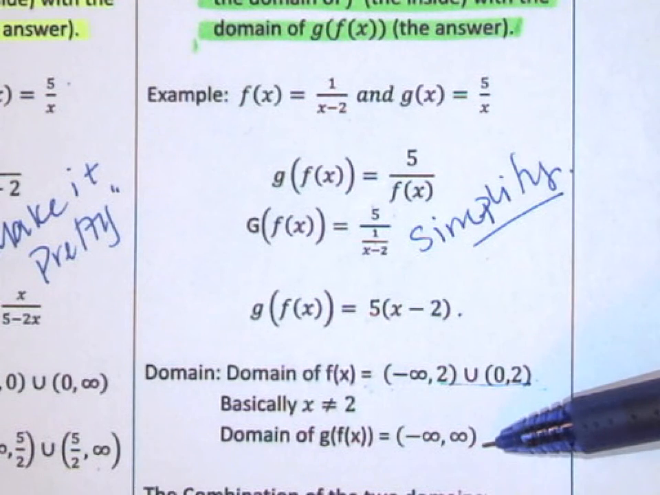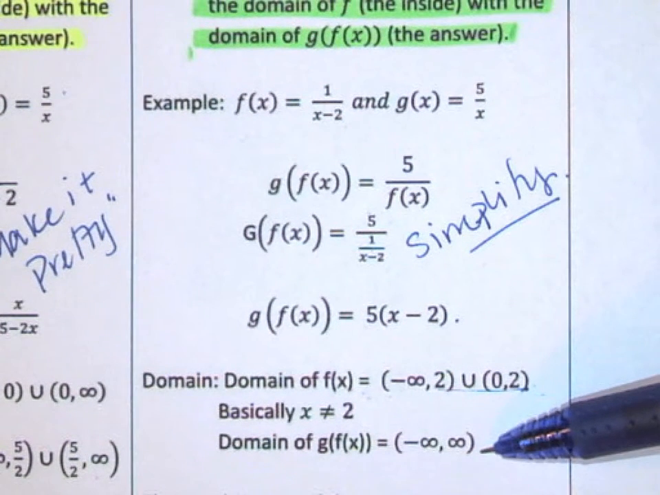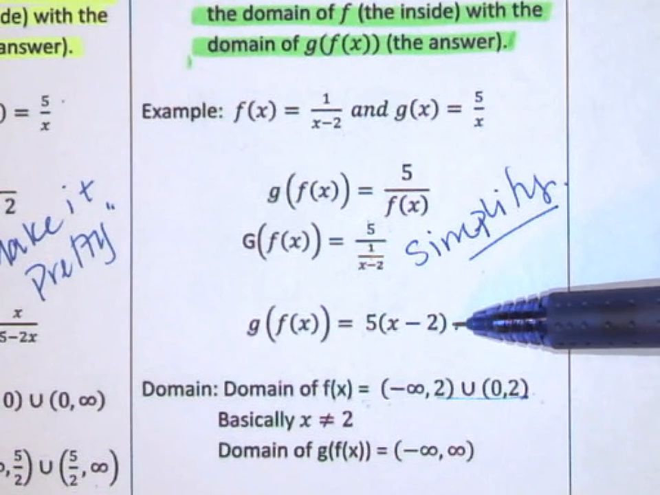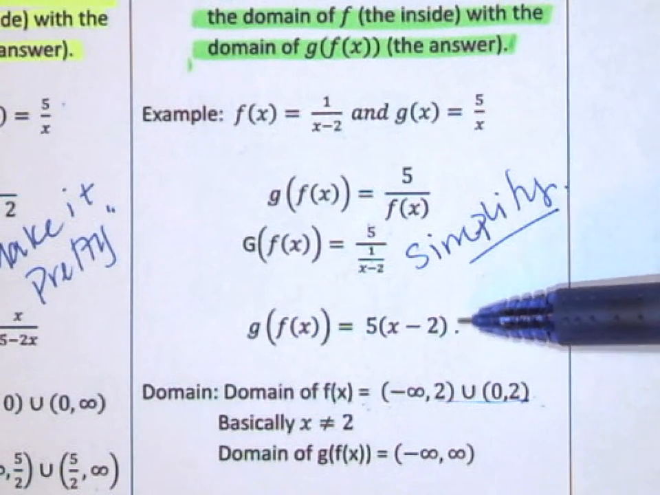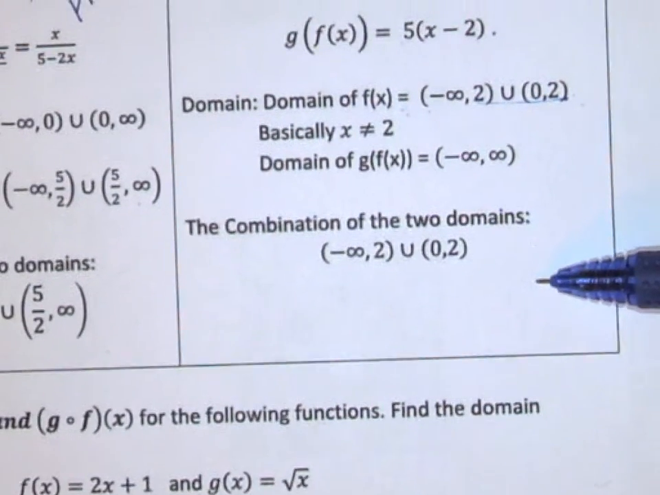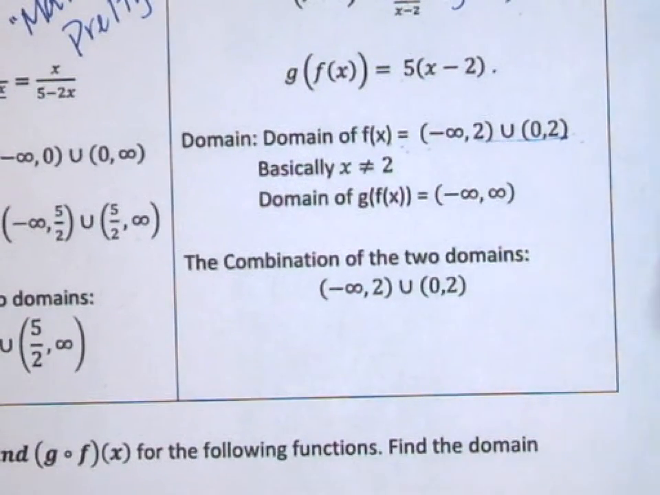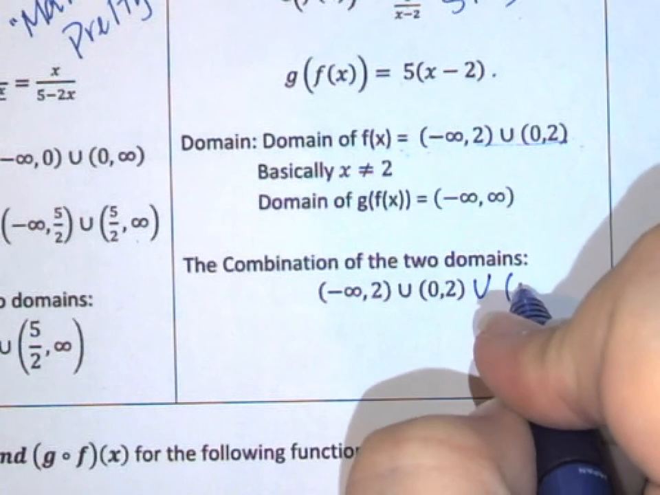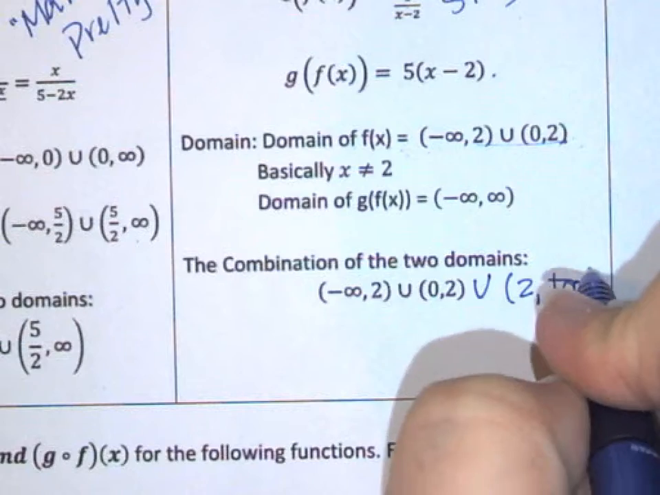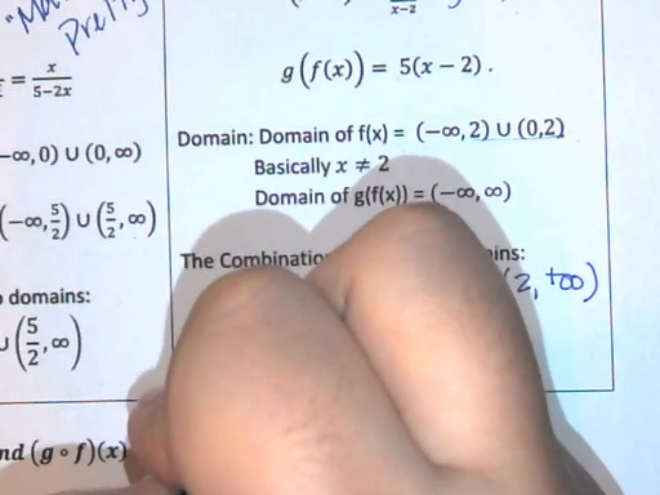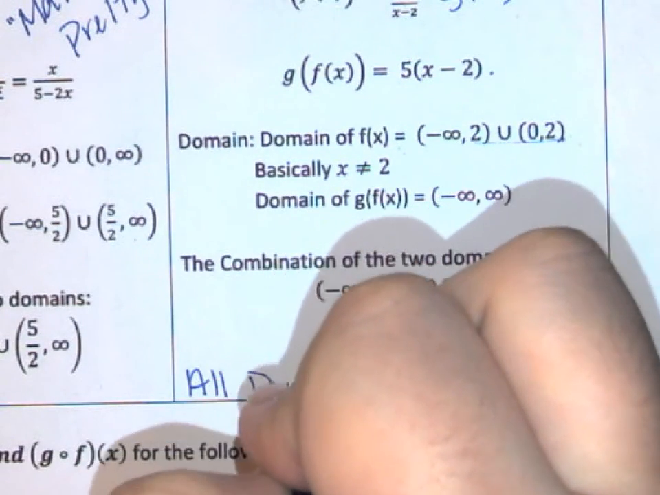Now the second part says you need to look at the domain for your composition. Well, here's my composition. If you notice, it's linear. And the one thing we know about domains of linears is that they are all real numbers. Again, you have to use the composition of the two, which as you can see here, you then have to finish out with 2 to positive infinity. Okay?